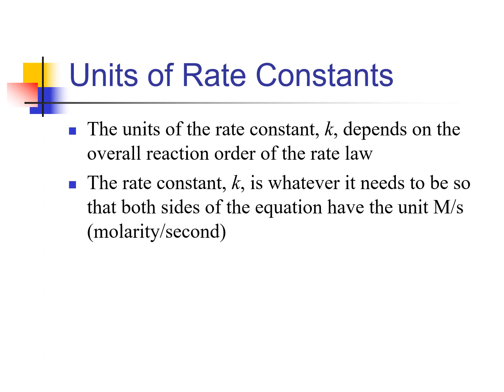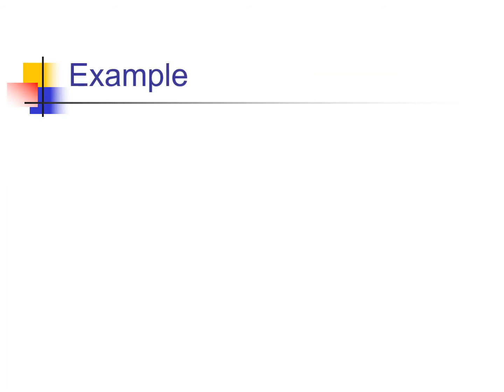Here's the deal. We know that rate equals the rate constant k times some molarities to some power. But one side of the equation, where it says rate, is molarity per second. That is set. So the rate constant has whatever units it has to in order to make the right side of the equation also molarity per second. So here's an example. We have a generic second order reaction. So it's second order overall, and it's second order with respect to A.